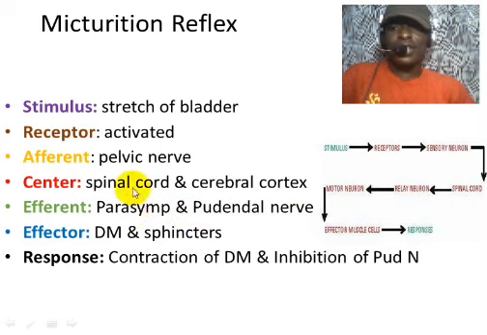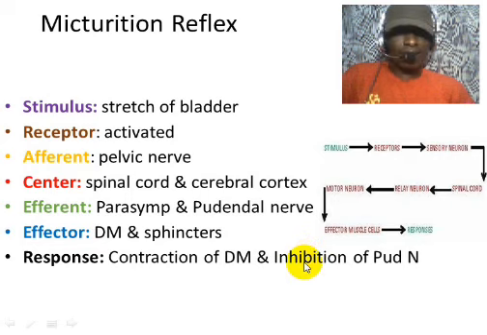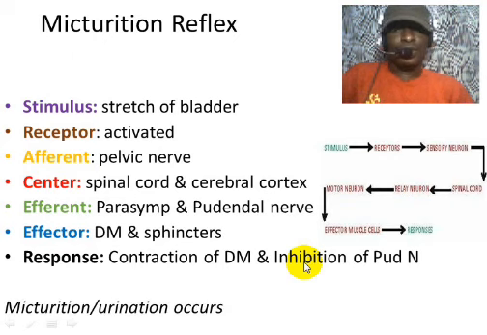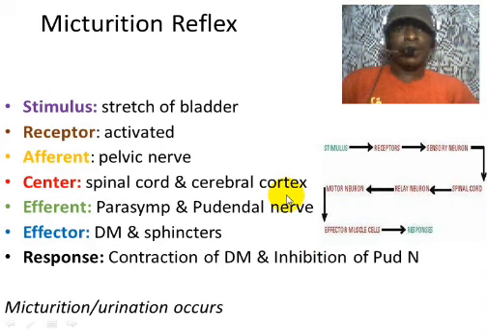Activation of the parasympathetic nerve would lead to contraction of the detrusor muscles and relaxation of the internal urethral sphincter, whereas the inhibition of the pudendal nerve by stimulus coming from the cerebral cortex would lead to opening of the external urethral sphincter. When these responses occur, micturition or urination occurs. The whole of this process is known as the micturition reflex.